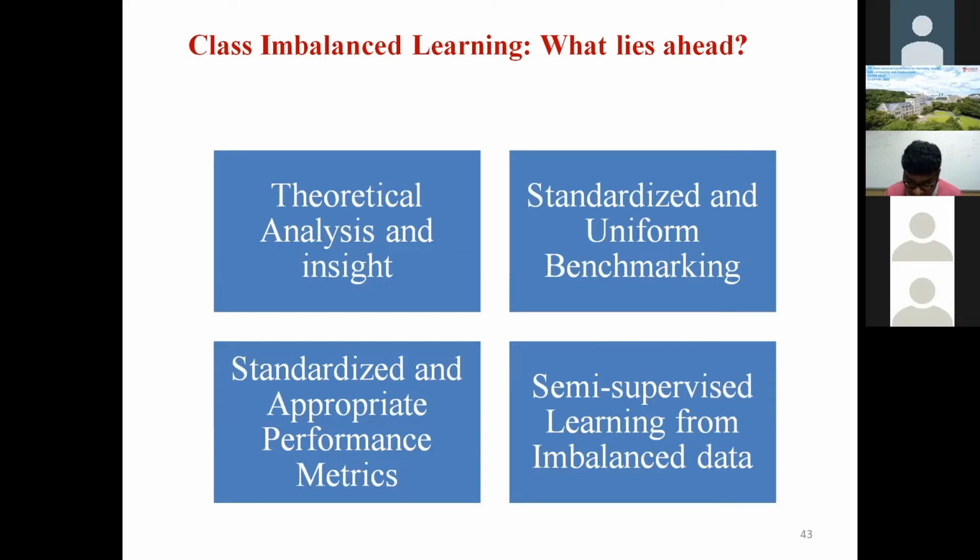Standardized and uniform benchmarking of class imbalance datasets is still out of our reach. Proper nomenclature and appropriate performance metrics for different scenarios, even when the underlying class conditional distributions are changing, have not been researched, especially the effect of class imbalance in semi-supervised learning, where available class labels are very few. That part is also missing. So class imbalance handling is a very big problem in practical machine learning, and it is still in its infancy. A lot of things remain to be done, especially in this era of deep learning.